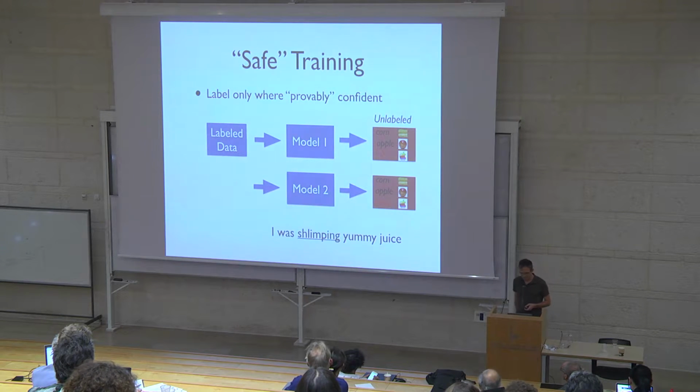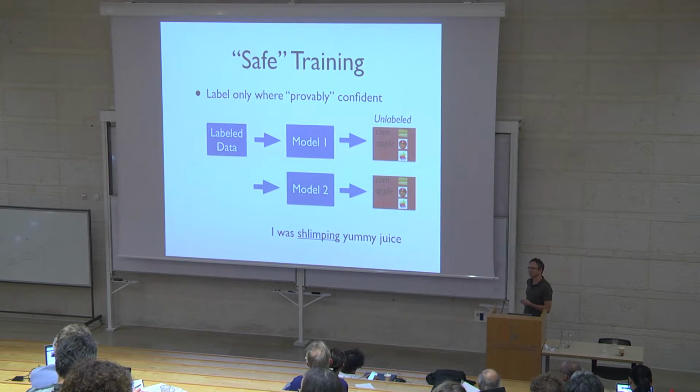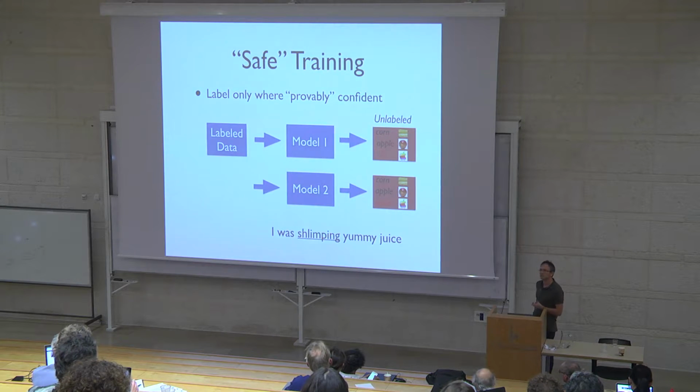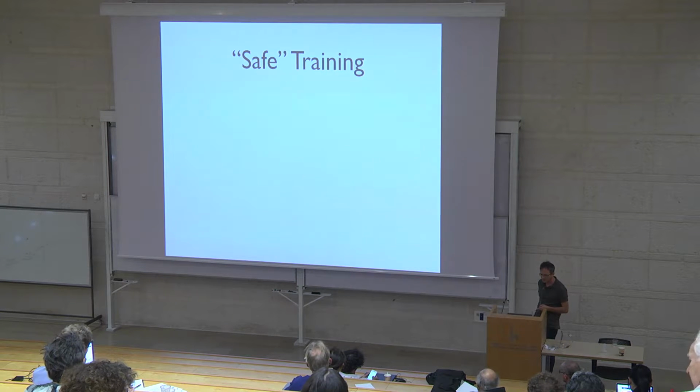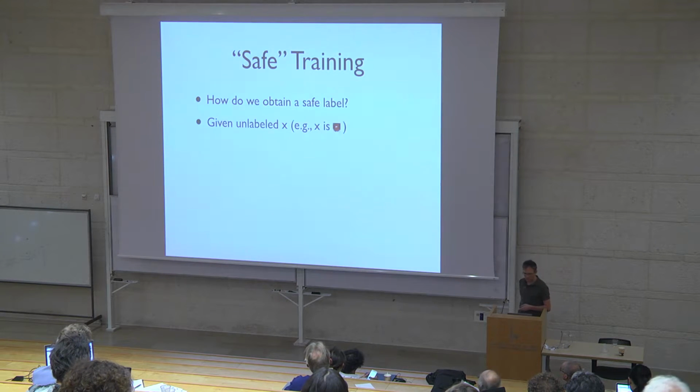Okay. All right. So these are examples you know about, but if I give you the sentence, I was schlimping yummy juice, okay? So you're not sure what schlimping is, right? But you have enough context and enough confidence in your inference abilities to say that schlimping is probably something like drinking, right? So you might be confident enough to say what this is, and then retrain. So if you encounter schlimping again, you can say that you know what it is. Okay. So how do we obtain a safe label?